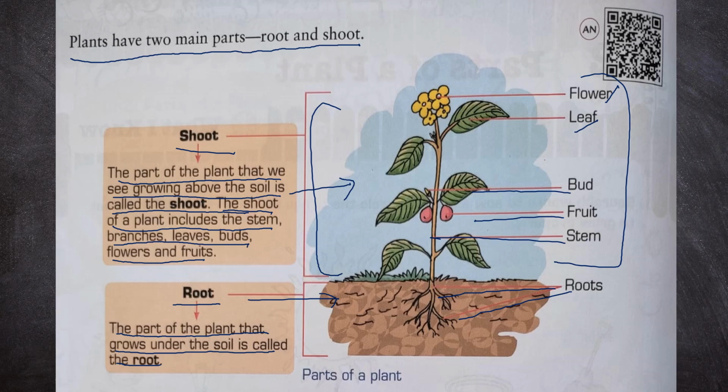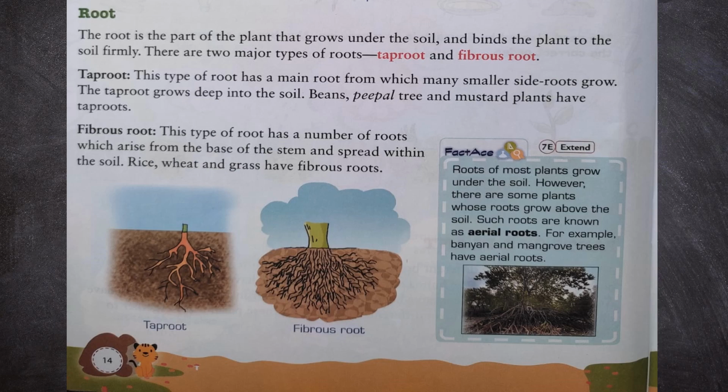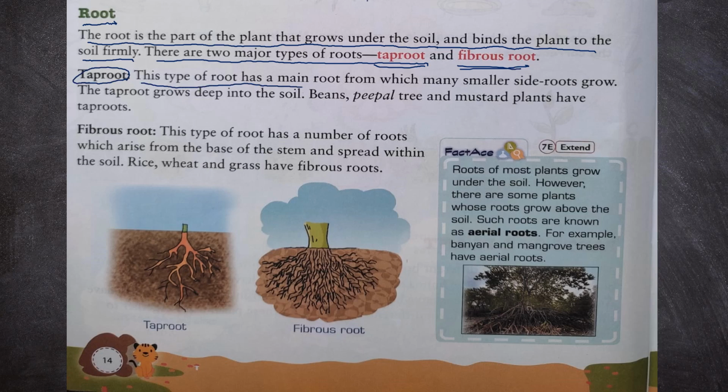So let us see all the parts one by one. First of all we have the root. The root is the part of the plant that grows under the soil and binds the plant to the soil firmly. There are 2 major types of roots, taproot and fibrous root. Now first we see the taproot. This type of root has a main root from which many smaller side roots grow.